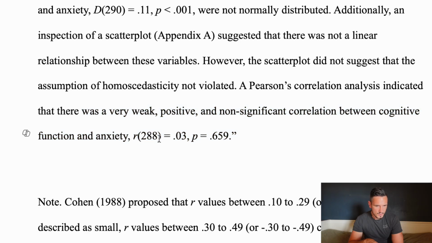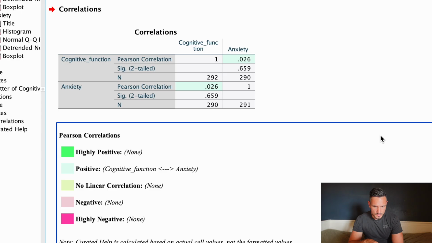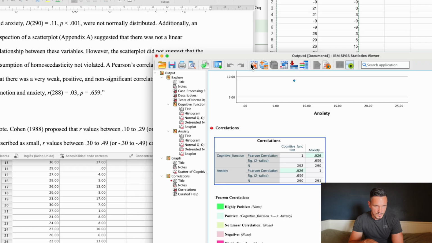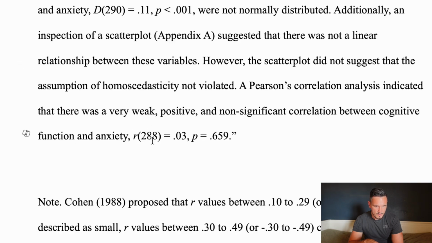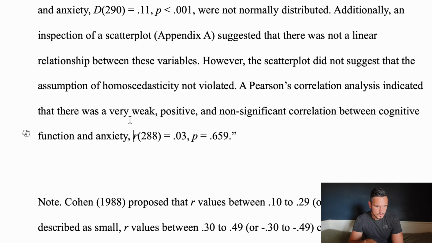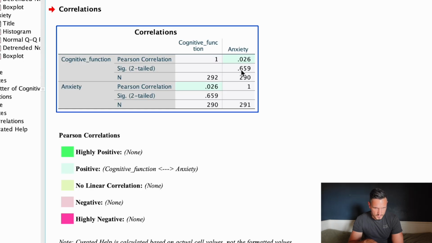So we've said that R equals 0.03. So that is coming from this correlations table, and that's this value here. So I've just rounded 0.026 to 2 decimal places. In brackets here, we have the degrees of freedom. So that's just the n value minus 2 in the case of a bivariate correlation. So 290 minus 2 is 288. And then we have the p-value of 0.659, and that's what we have here.